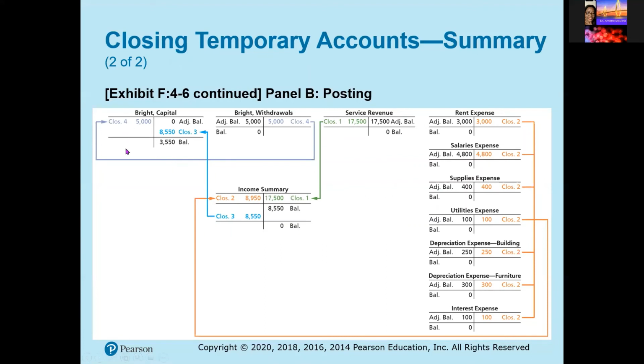Here you see Bright Capital has a balance of $3,550. The withdrawals account is closed, service revenue is closed. All these accounts here are closed, okay? And the income summary has a zero balance.